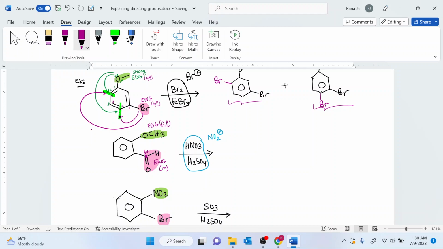So we're going to go ahead and do the OCH3 first. It doesn't matter which one you do first. Let's see if they reinforce each other.